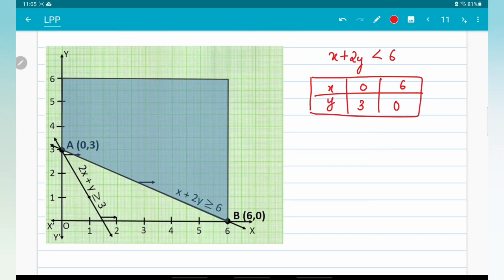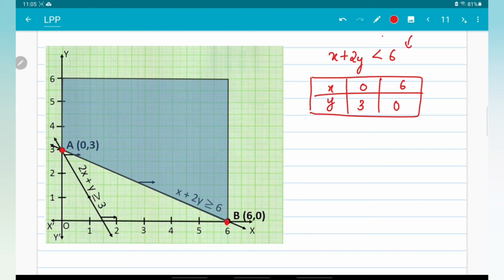Now this was the same graph which we had plotted a few minutes ago. On this graph, we are now going to plot another inequality, since this is an unbounded region. I'm going to take the points (0, 3) and (6, 0) and plot this graph. Here is my (6, 0). Now I'm going to draw a line joining these two points.